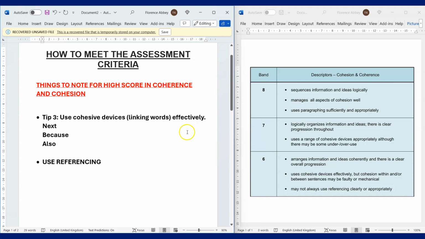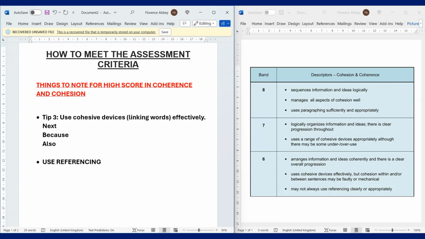The last thing that you should also be looking at to get a very good high score in coherence and cohesion is to use referencing. And in referencing, we mean something like pronouns. Pronouns like he, she, they, it, this, and the rest. All of them refer to something else which has been previously mentioned in the test. So something like Kofi went to the market yesterday.